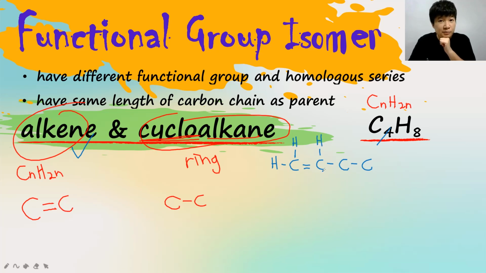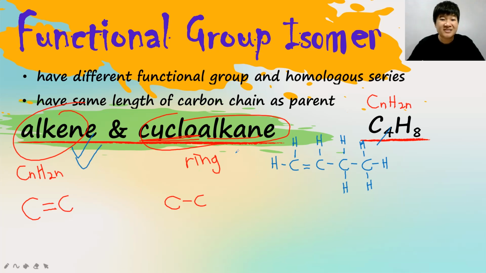4 bond complete. So can you count 1, 2, 3, 4? Make sure you can do that well. Don't miscount 1, 2, 3, 4. Okay? So C4H8. 4 carbon, 8 hydrogen complete. And that is your alkene.